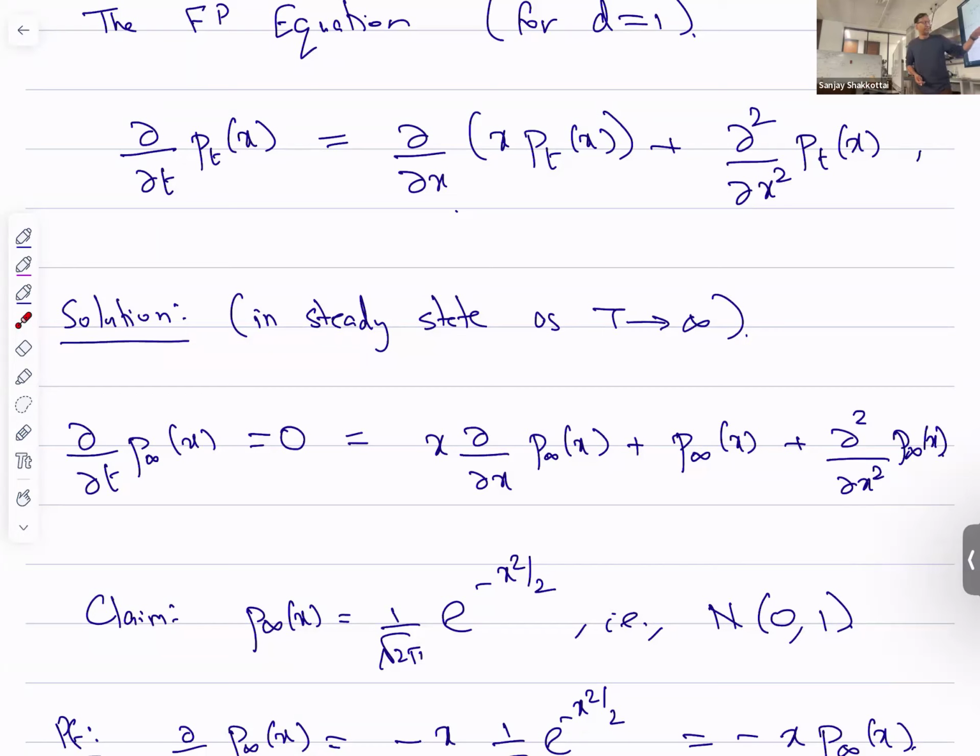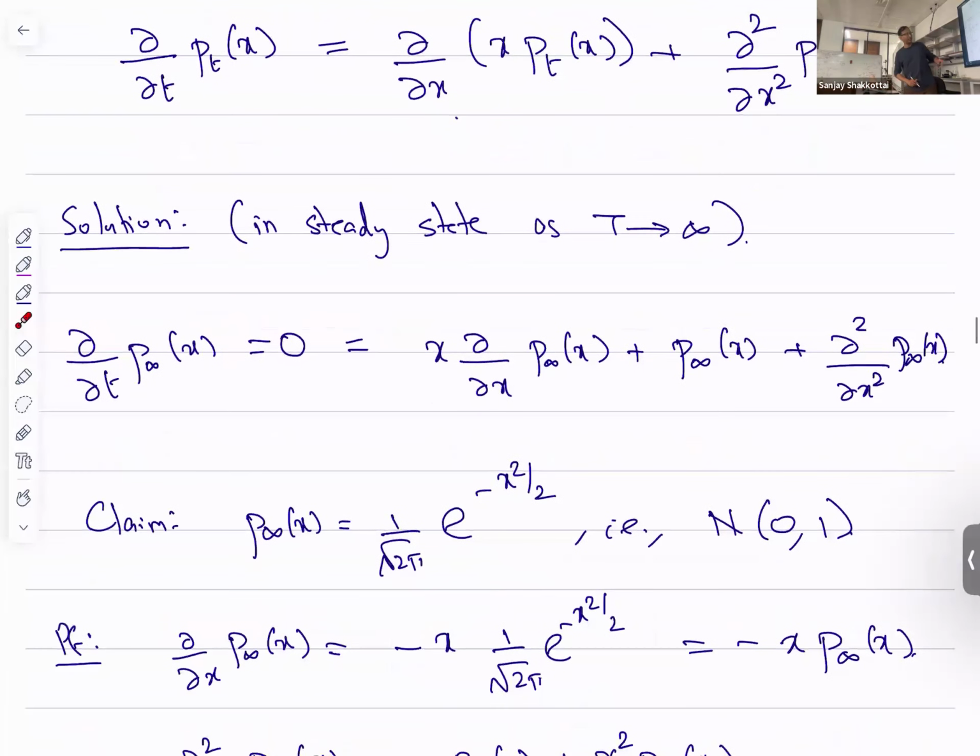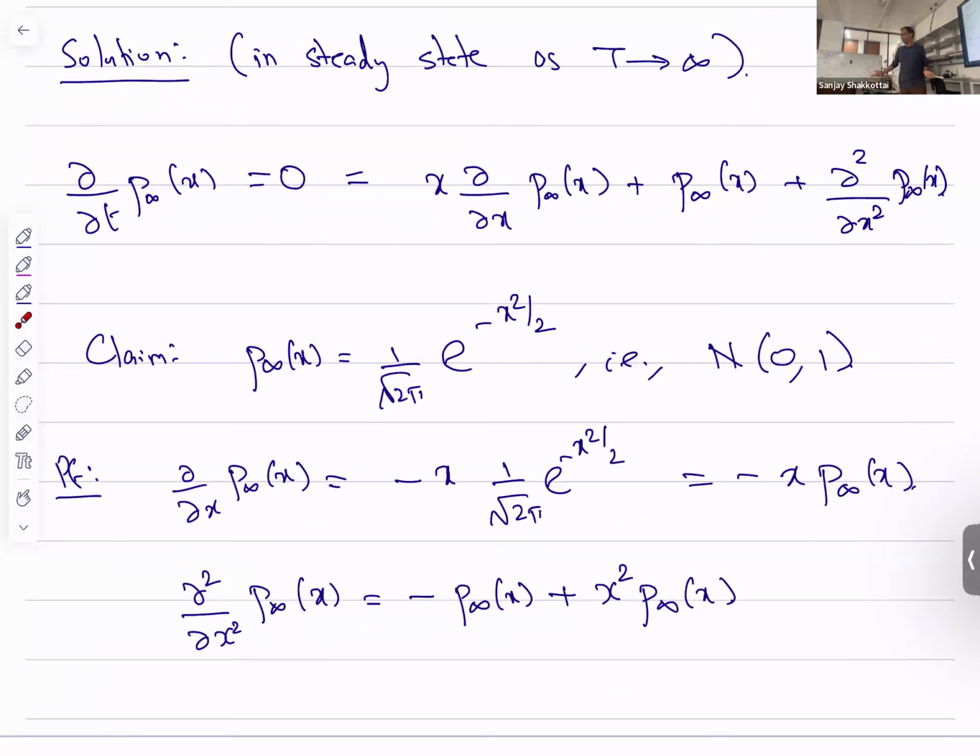So I'll get x times the derivative of p plus p, just expanding this out. x times p, if I take the derivative, it's 1 times p plus x times the derivative of p. That's the chain rule, plus the second derivative of p. So I'm just going to guess that the solution of this is e to the minus x squared by 2 divided by root 2 pi. You stick it in and check. It actually works. This is actually the right density.